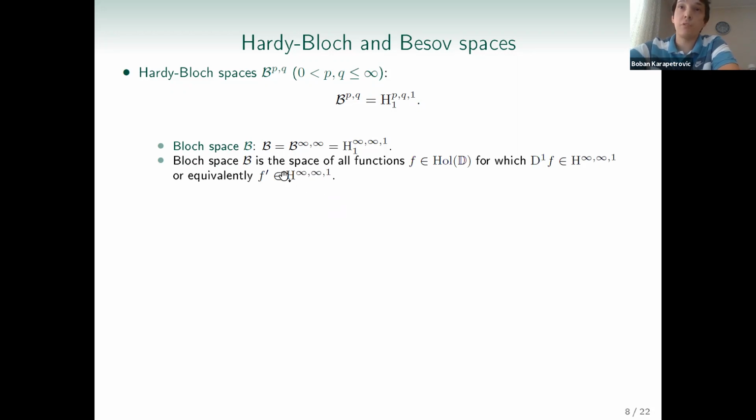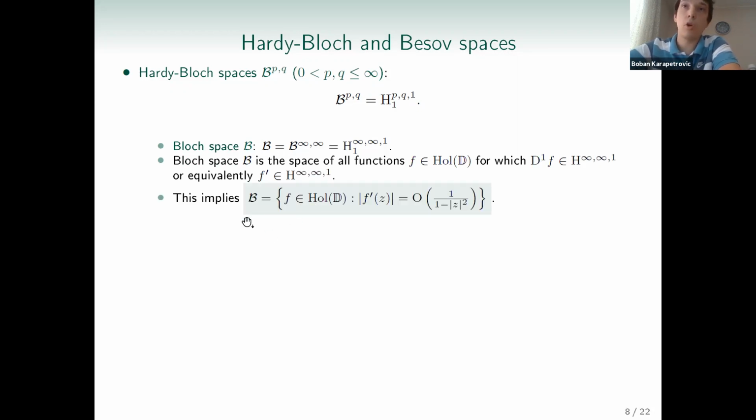And from the definition of this mixed norm space, we have the following. The Bloch space B is the space of all holomorphic functions f for which the modulus of the first derivative of f is actually a big O of the quantity 1 over 1 minus the squared modulus of z.